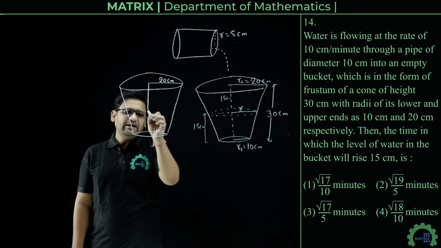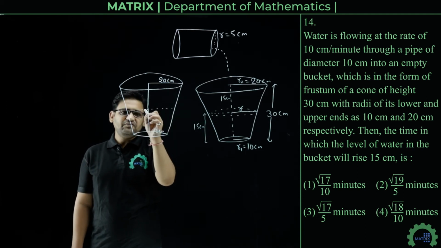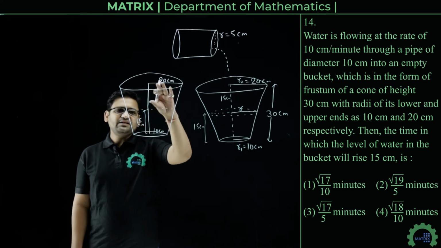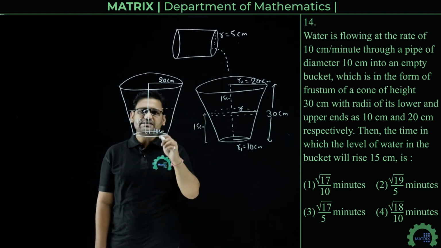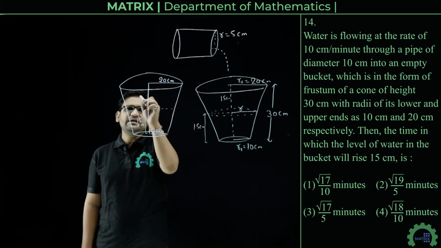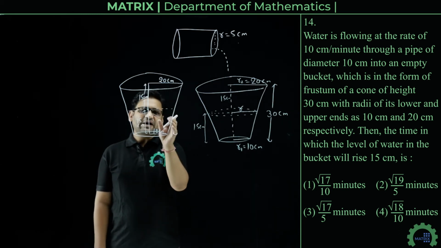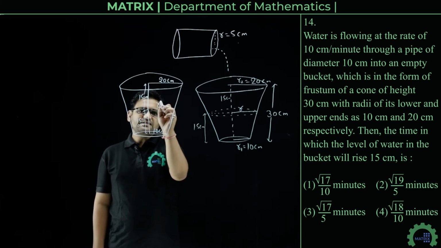The level of the water is at 15 centimeter from the bottom. This level is 15 centimeter. So the total height of the bucket is 30 centimeter, so this height will also be 15 centimeter. Now we need to find the radius of the bucket at the level of the water. Let's say this radius is r.